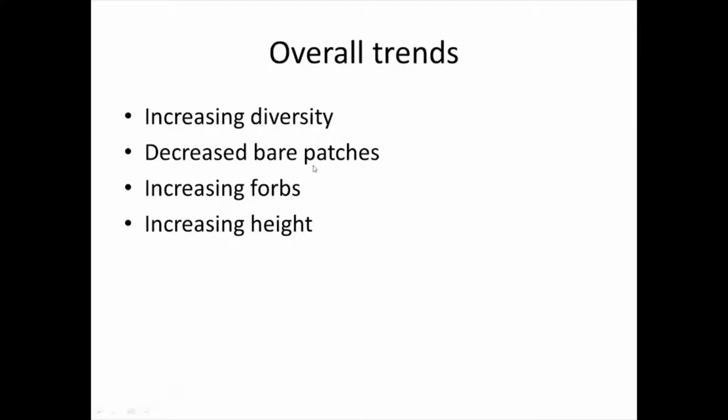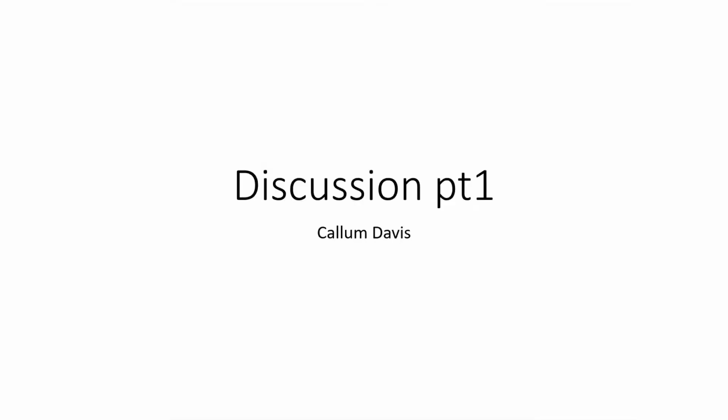So overall, with increasing distance from the centre of the path, we see increasing diversity, increasing percentage cover of forbs, and increasing height of the vegetation. And we also tend to see fewer bare patches.